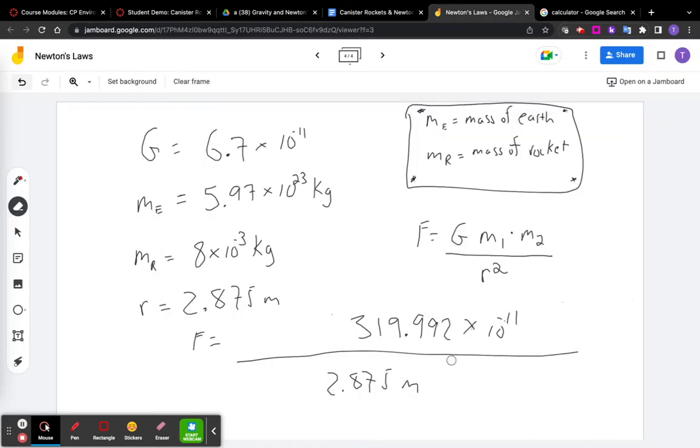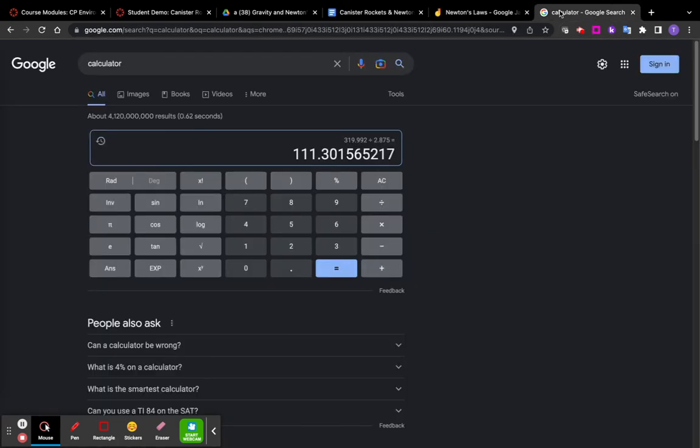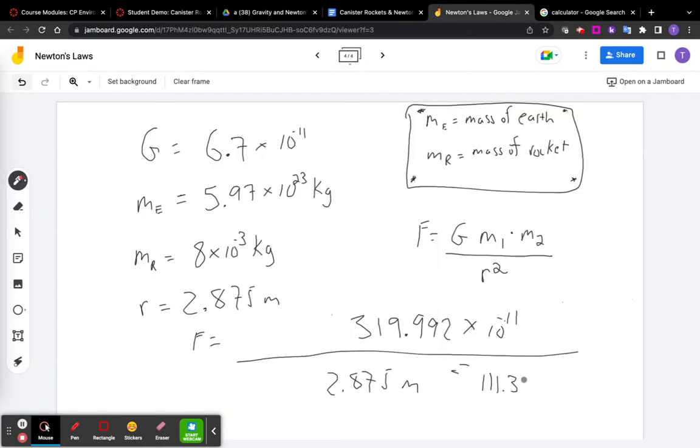111.301. So our answer is 111.302 times 10 to the negative 11th. So that is newtons because force, the F, is in newtons. So this is the force of gravity between our canister and the Earth at the peak of its height.